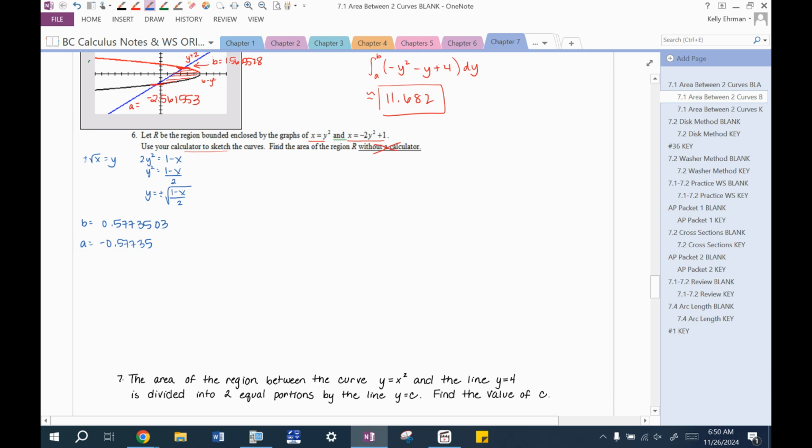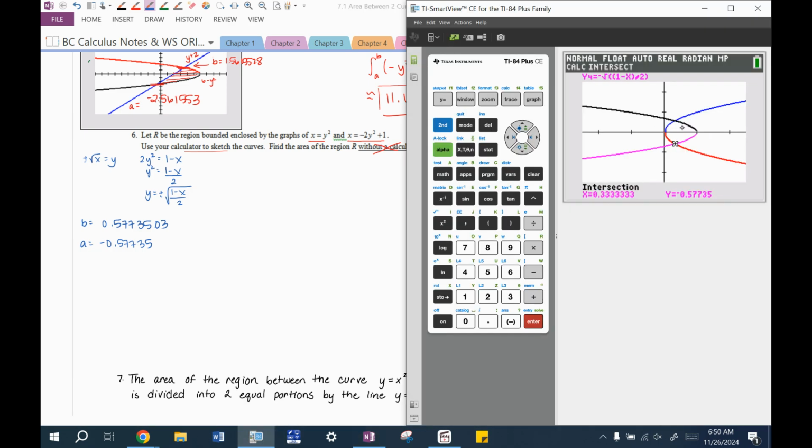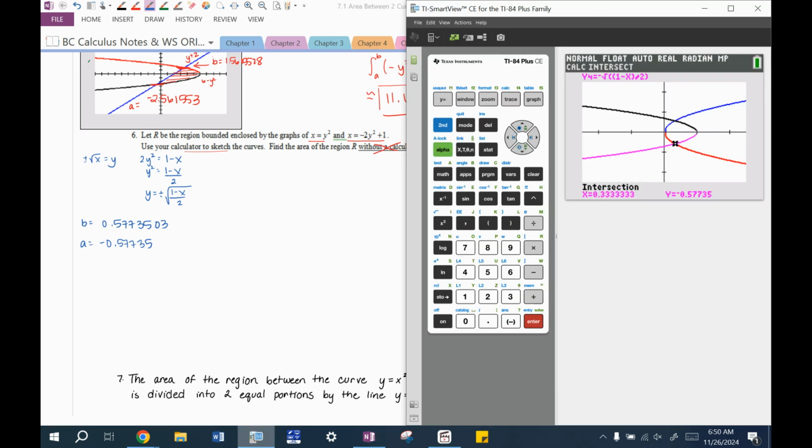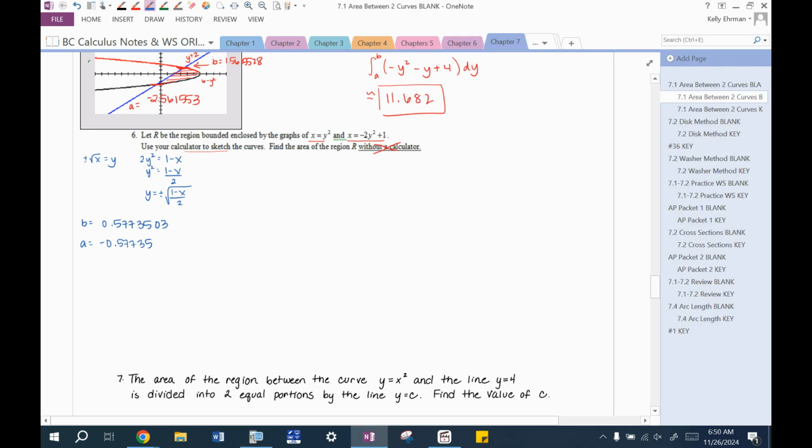All right, so find the area between. Again, it's just right minus left. There's no changeover where something different is on the right versus the left. The thing on the right, by the way, is the negative 2y squared plus 1. So this is the integral from A to B of right minus left: negative 2y squared plus 1 minus y squared dy.